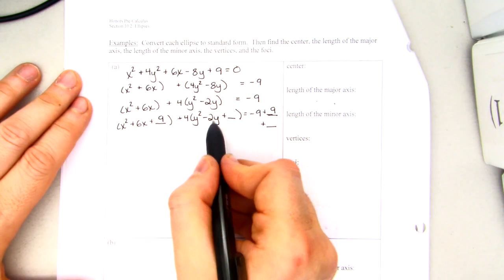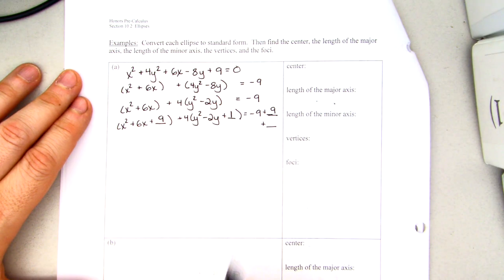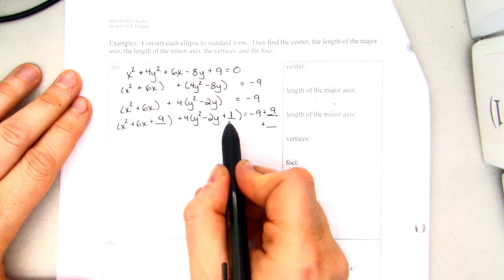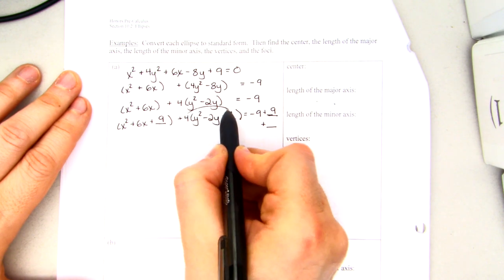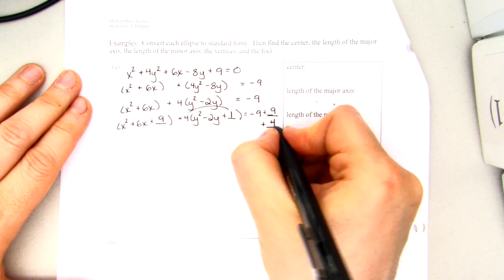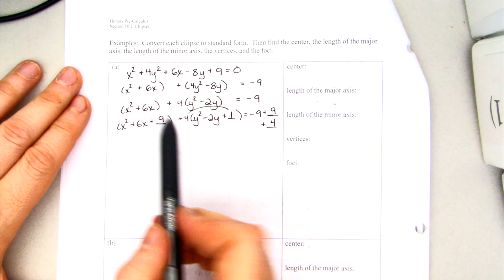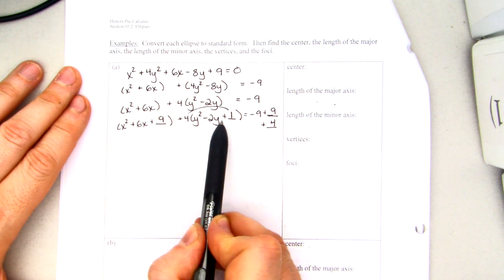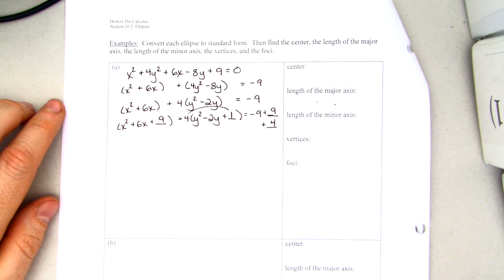Doing the same over here. Half of negative 2 is negative 1. Squared gives you positive 1. I'm going to add a 1 there, but I'm not going to add a 1 on the other side. This is important. This isn't actually a 1 that I added. I didn't actually change my left side by 1. I actually changed my left side by 4 times 1, or 4, which means to balance it out, you're going to have to add 4 on the other side. If you don't believe this, remember you can always distribute the 4, combine like terms, move this back to the left, and yes, you will get that original problem back.